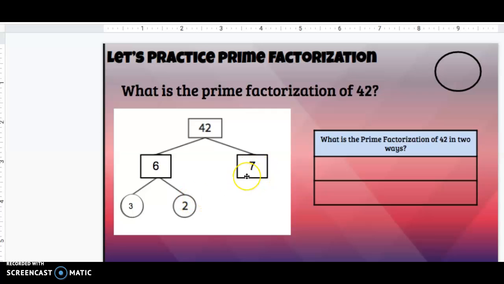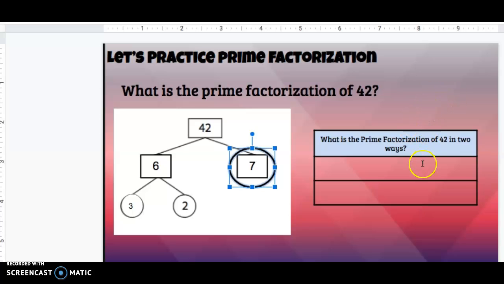Now I'm looking here at 7. I'm thinking of my factors of 7. 1 times 7 gives me 7. 2 times nothing gives me 7. 3 times nothing gives me 7. 4 times nothing gives me 7. 6 times nothing gives me 7. So 7 is the only other number I have, so I have to circle 7. I'll drag that circle around it and circle it.